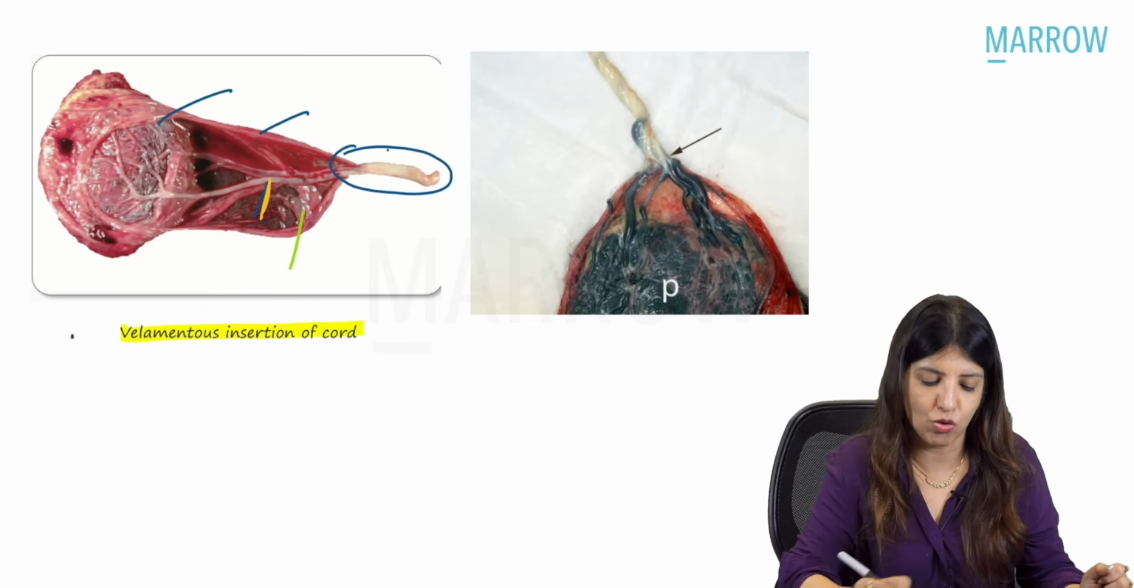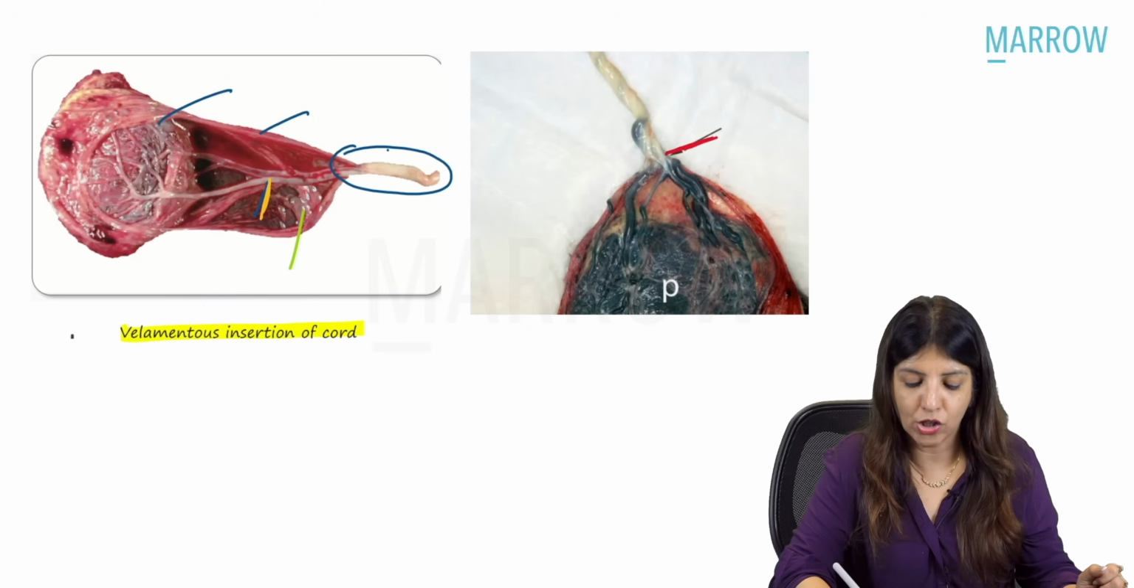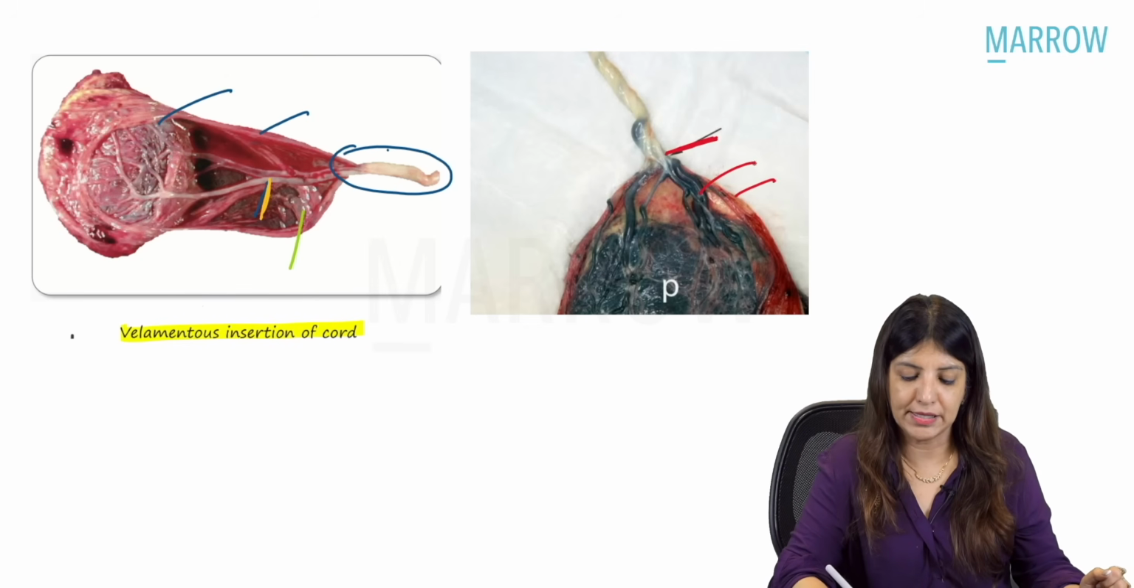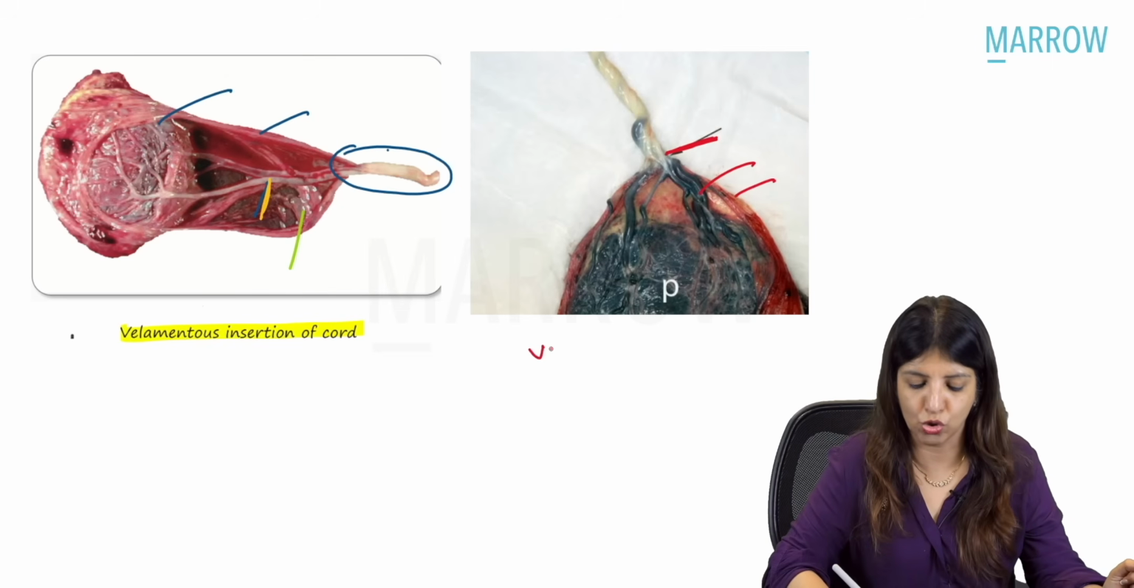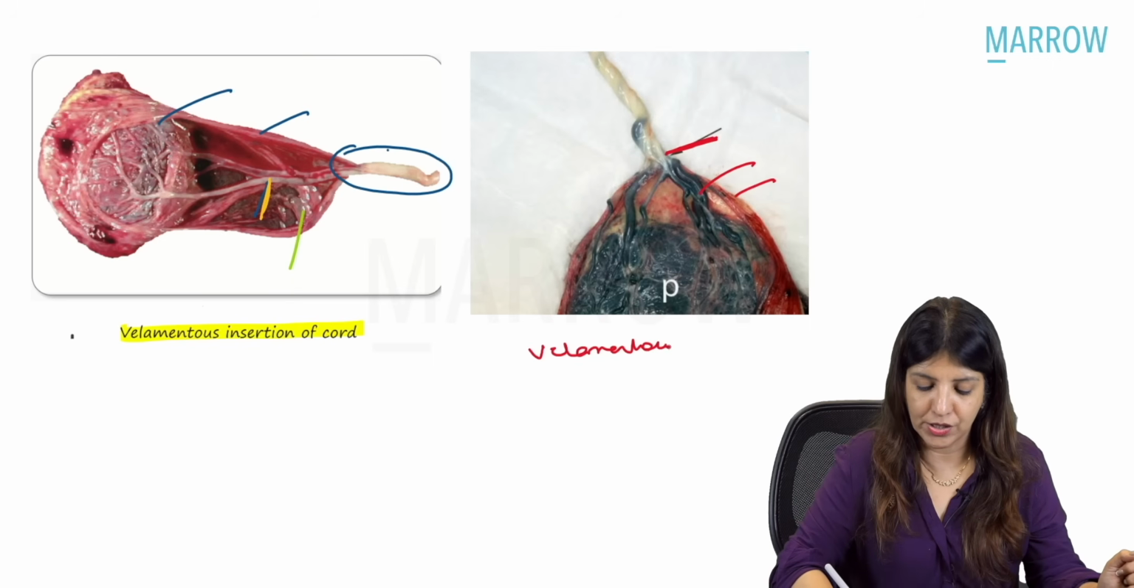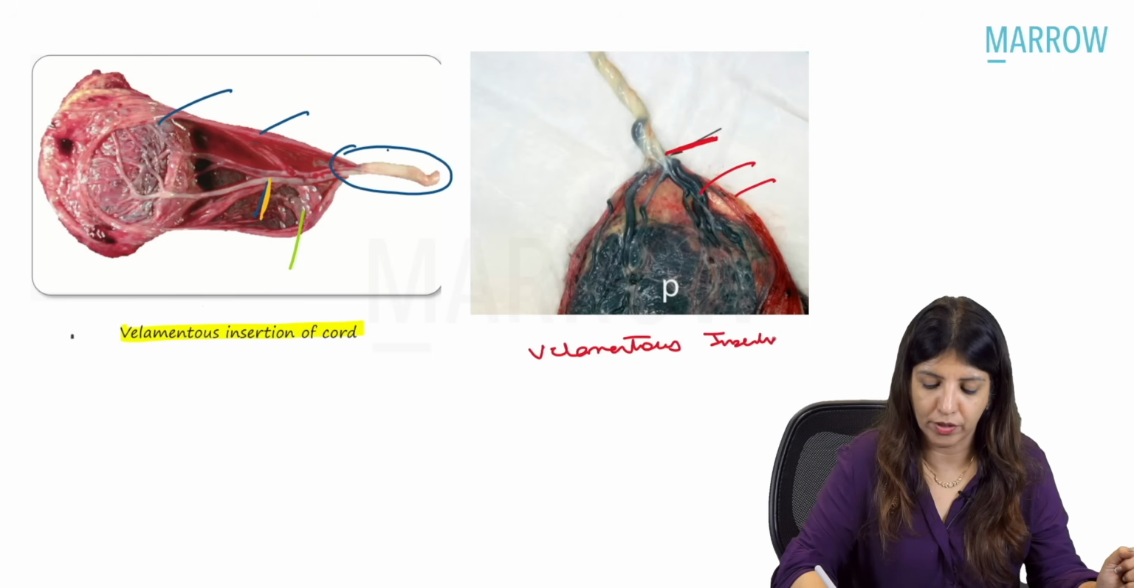Same thing you are seeing over here in this image, that the cord is attached to the membranes and these blood vessels are then going and getting attached to the placenta. So this is also velamentous insertion of the cord.